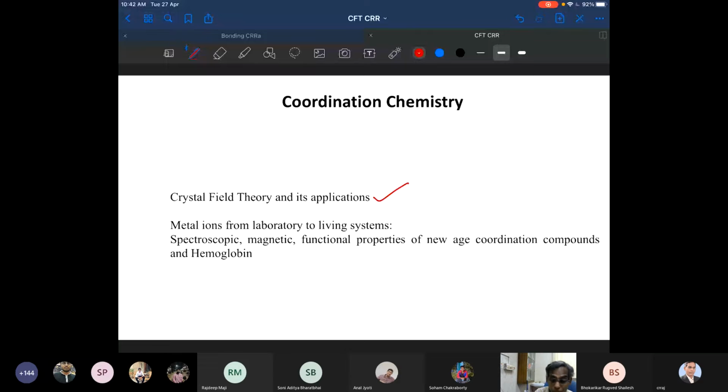So here, what we'll be seeing is crystal field theory and its application. Metal ions from laboratory to living system. Living system is your hemoglobin, right? Your iron center. Metal ions, how the color changes, that you will see. The spectroscopic, magnetic and functional property, new age coordination compound. Some of the coordination compounds I will show you, particularly hemoglobin, which is the living system. So that's the content of the second part of your bonding.